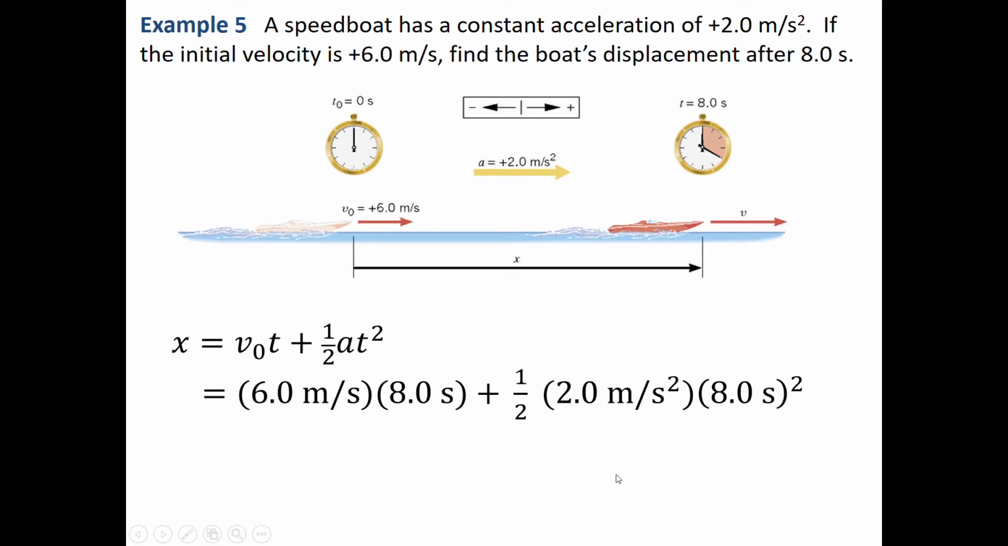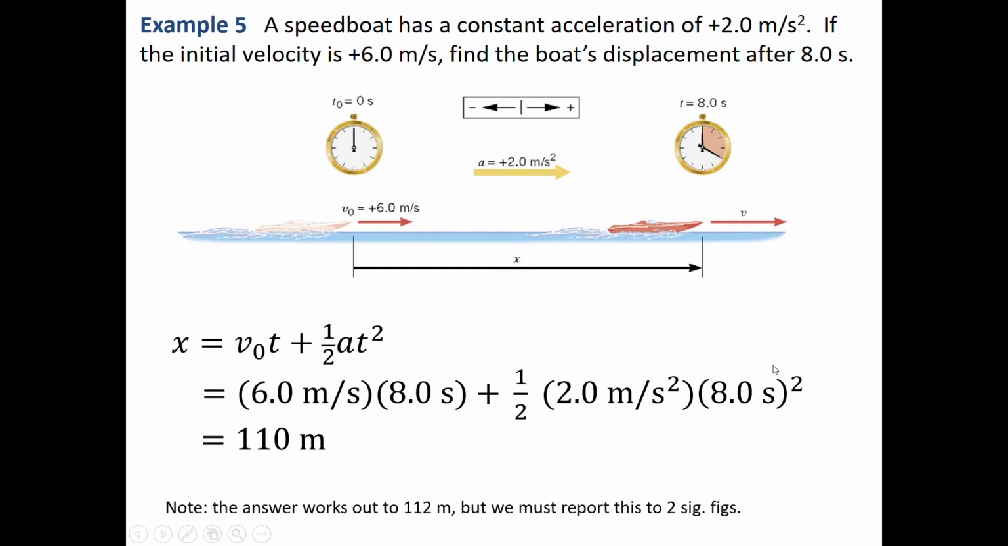Now I pick up my calculator. So 6 times 8 is 48, 1/2 times 2 is 1, 8 squared is 64. 48 plus 64 rounds off to 110. It's actually 112, but we only have 2 sig figs here, so that's going to be all that we need. Am I done? No, I am not.